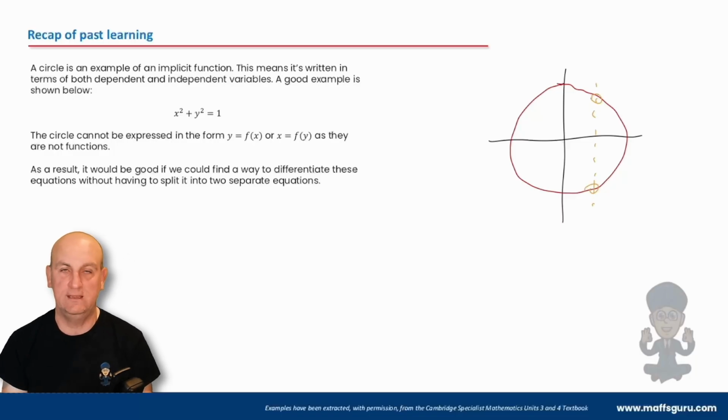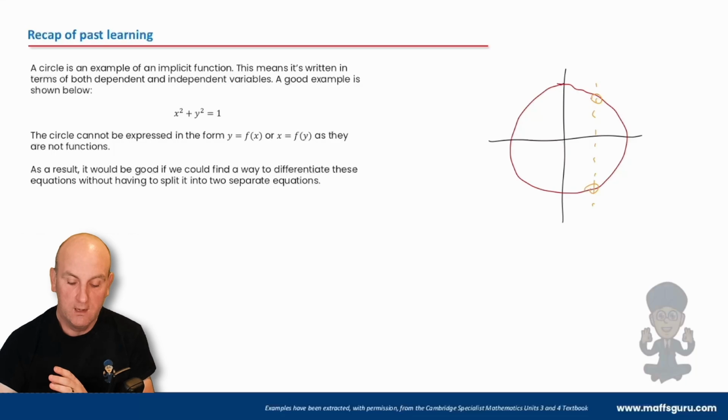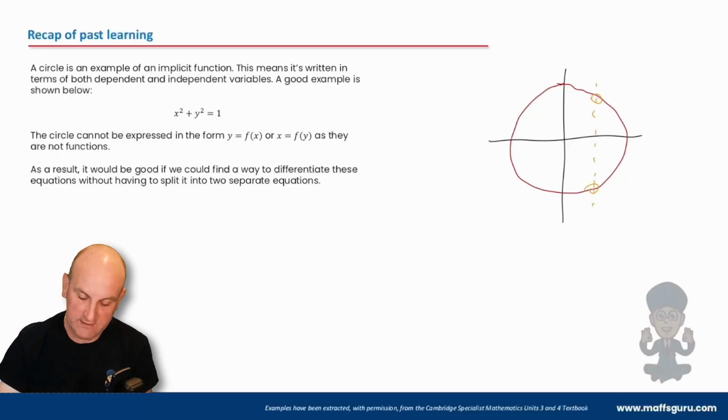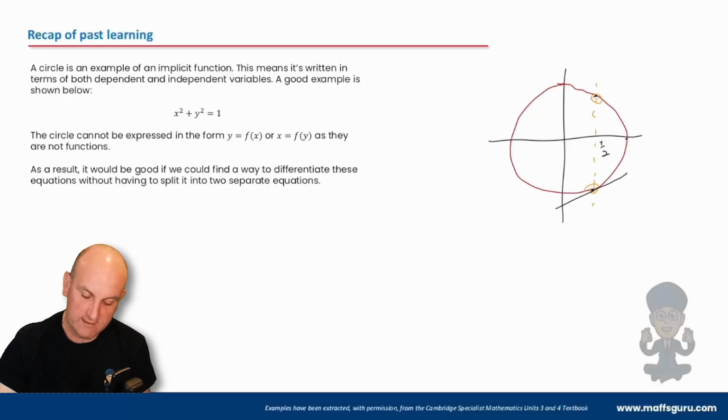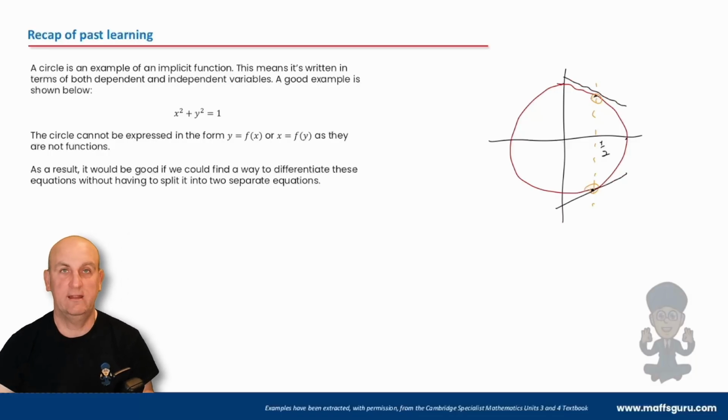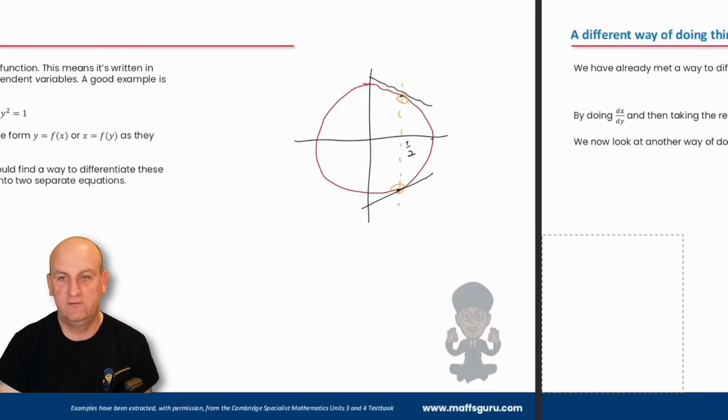Now, what does that mean to me? Why does that matter? Well, when we are differentiating, what are we trying to do? We're trying to find the gradient at a particular point. For example, if this was our x value of a point, of a half, if we're going to try and differentiate it, we're going to end up with two equations, because at that point there's going to be a gradient here, and a gradient there. That makes life very complicated, so it would be great if there was an alternative way of doing this.